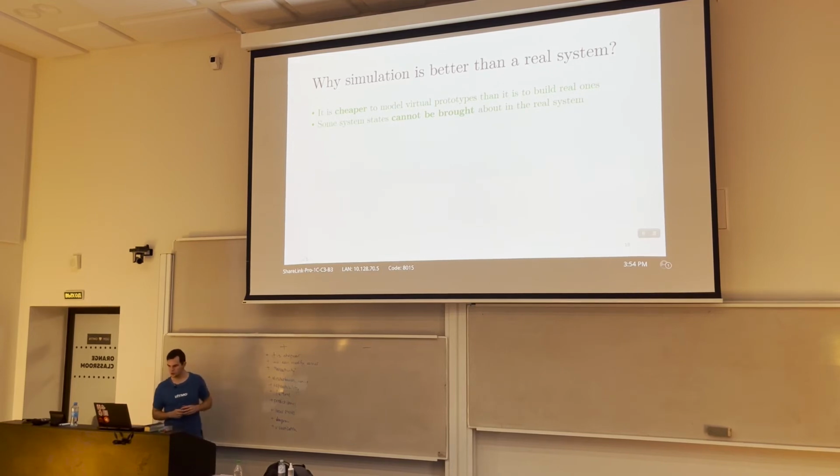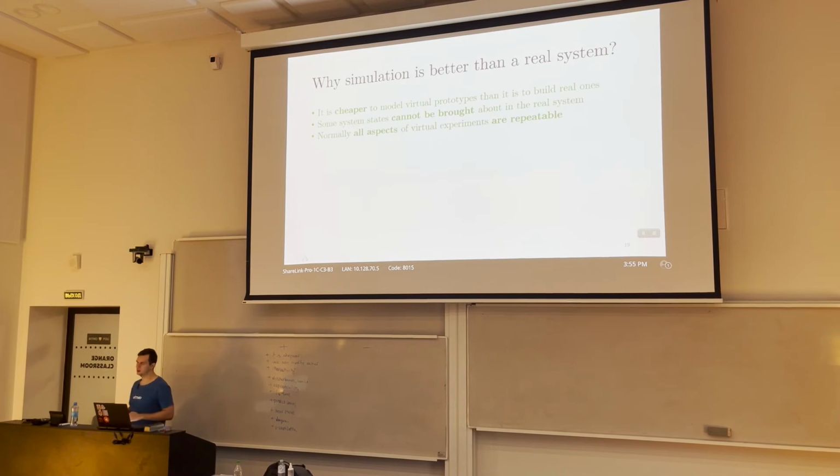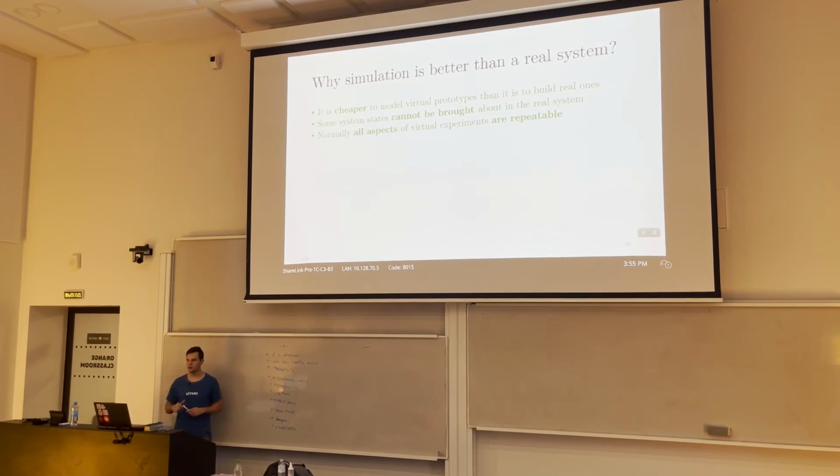So here it's the first one. The second one, we can bring the states that are impossible or difficult to get in a real system. We also discussed it right here, right? All aspects of the experiment are repeatable. We can start the simulation as many times as we want. We can tune some parameters. We can see how the result is changed after our modification. We can control it completely.